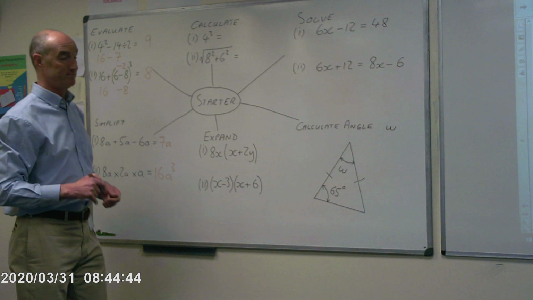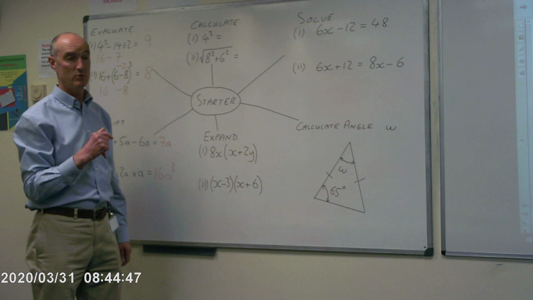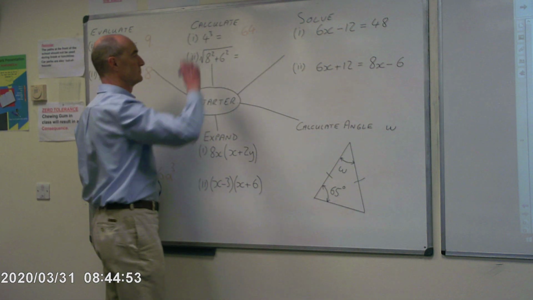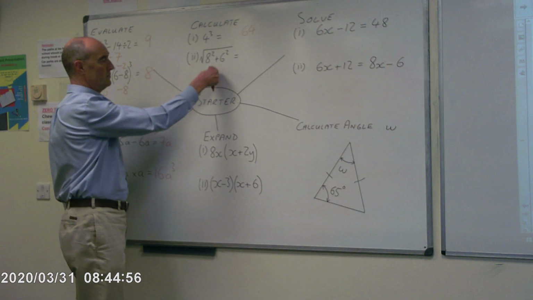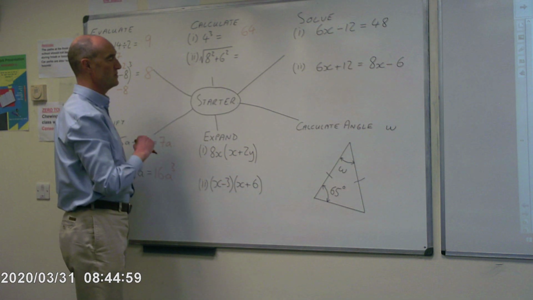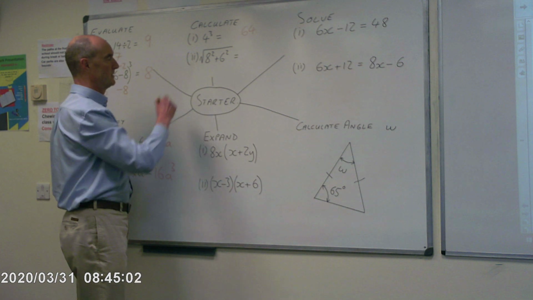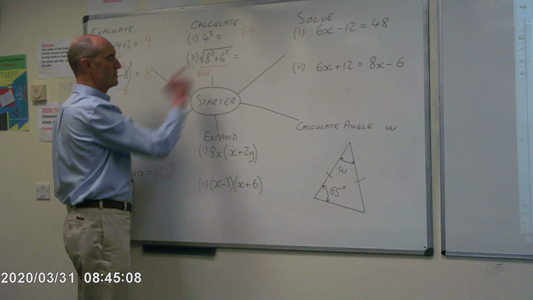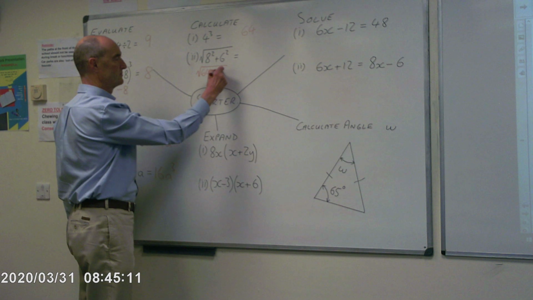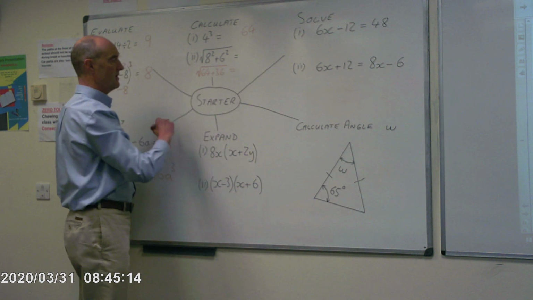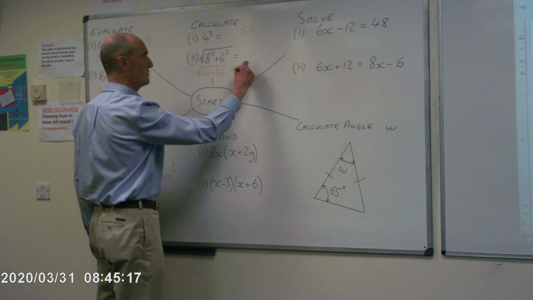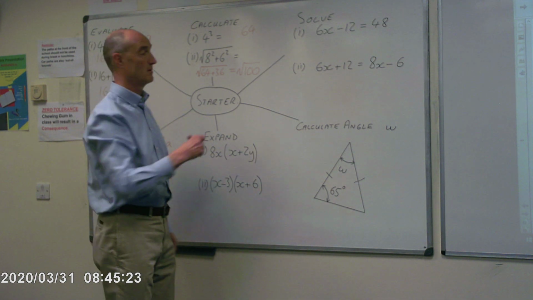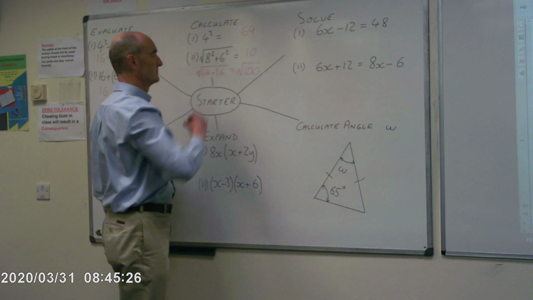What about 4 cubed? 4 times 4 times 4. 4 times 4 is 16. 4 lots of 16. 64 is our value. Now, we've got to deal with these squared terms inside the square root sign first. So, what's 8 squared? It is 64. What's 6 squared? It is 36. 64 added to 36 means that inside our square root sign we've got the square root of 100. What's the square root of 100? It's going to be 10.